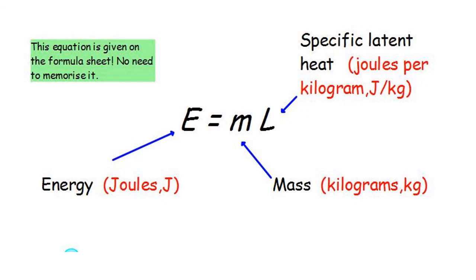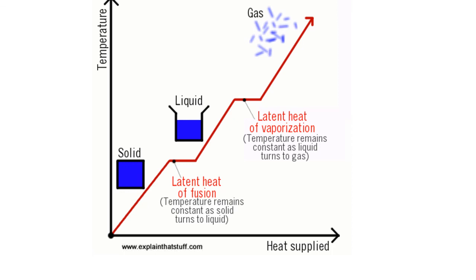That's the energy in this calculation. Again, it's given on the formula sheet, no need to memorize it. The energy you need to change something's state is equal to its mass in kilograms times that specific latent heat number. That's the energy that's being used in the changing state part of our graph.